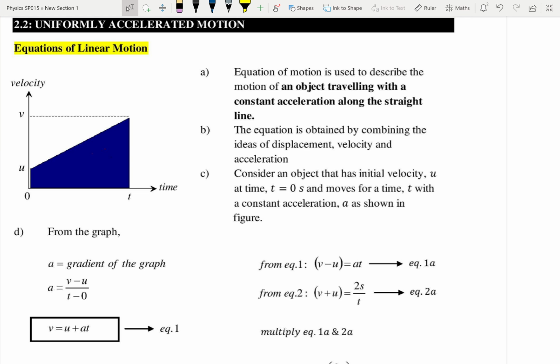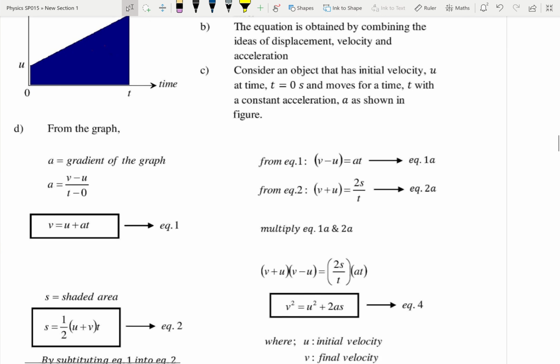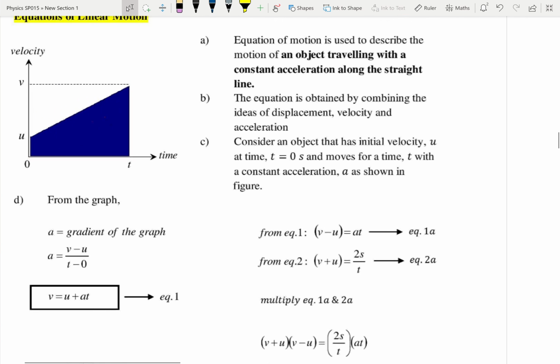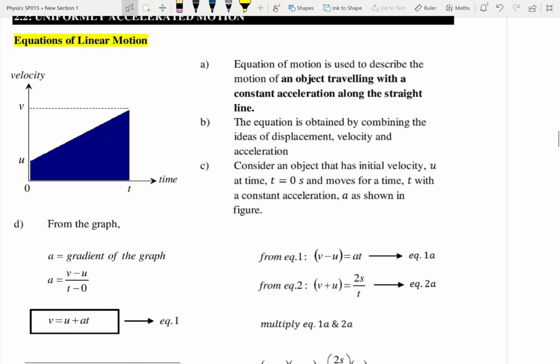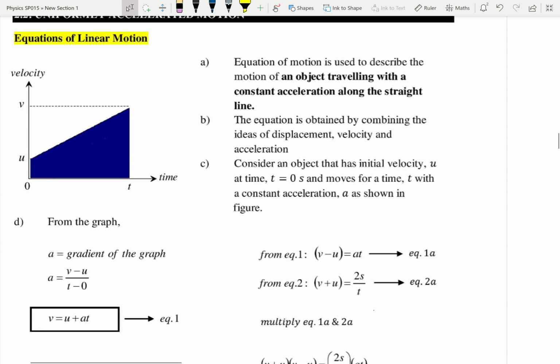For this subtopic, the learning outcome is only to apply the equations of motion for uniform acceleration. So the four equations will be given. For extra information, we want to derive these four equations.